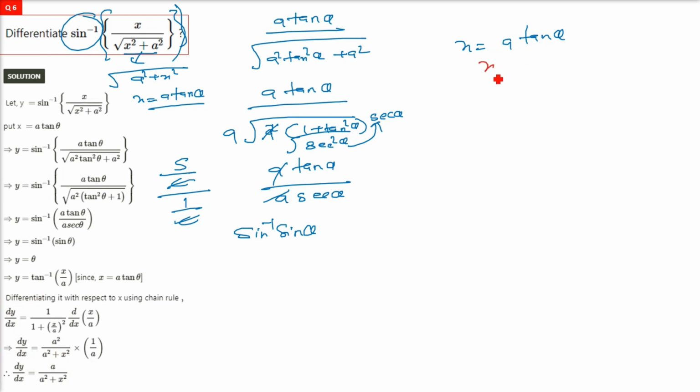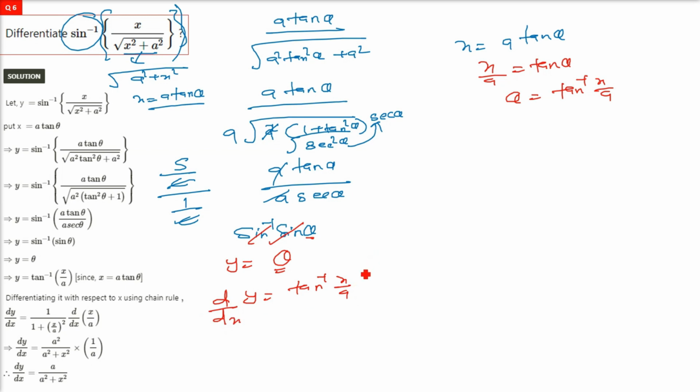So from here we will try to find out what is theta, because this x equals a tan theta is being put by us, not by the examiner or whichever. We have put it. So we have to be very sure about that. So theta is tan inverse x by a. So essentially we have to differentiate this tan inverse x by a. y equals tan inverse x by a.